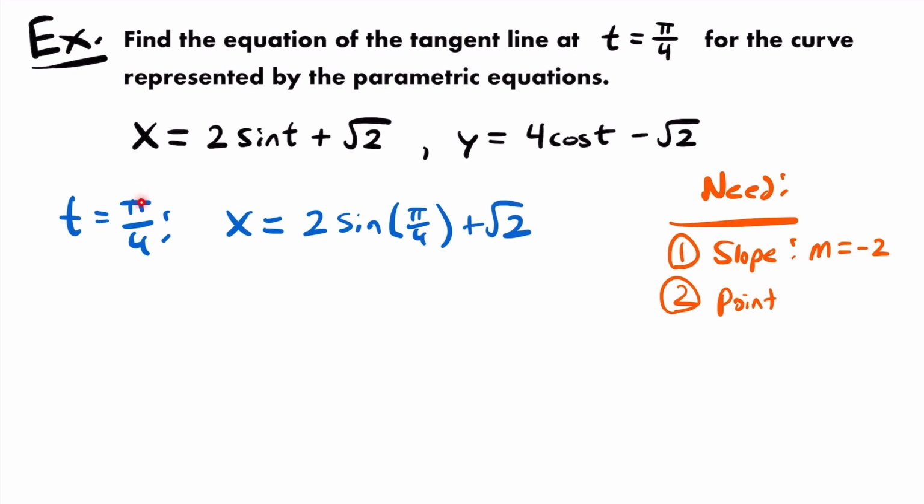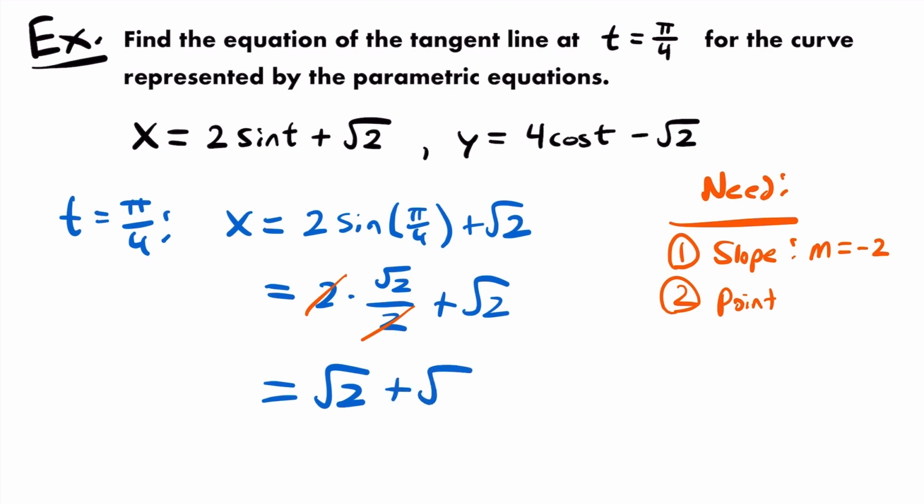All right, we just plugged pi divided by 4 in for t in this parametric equation for x. And sine of pi divided by 4 is the square root of 2 divided by 2. So this will be equal to 2 times the square root of 2 divided by 2, and we're still adding the square root of 2 to that. And then this 2 and this 2 will cancel out, right? 2 divided by 2 is just 1. So x will just be equal to the square root of 2 plus the square root of 2. And the square root of 2 plus itself is just going to be 2 times the square root of 2, right? So x will be equal to 2 times the square root of 2.